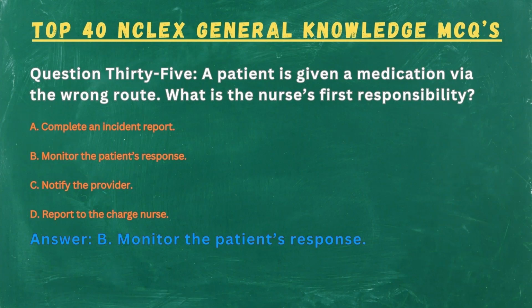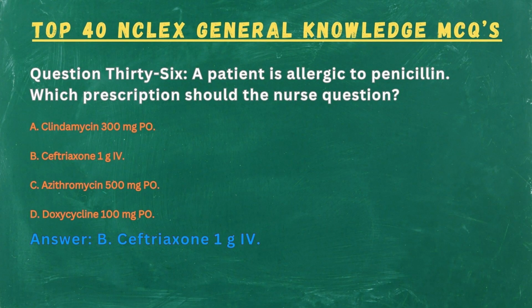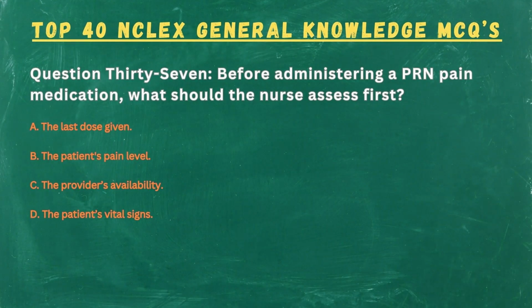Answer: B. Monitor the patient's response. Question 36. A patient is allergic to penicillin. Which prescription should the nurse question? A. Clindamycin 300 mg PO. B. Ceftriaxone 1 g IV. C. Azithromycin 500 mg PO. D. Doxycycline 100 mg PO.